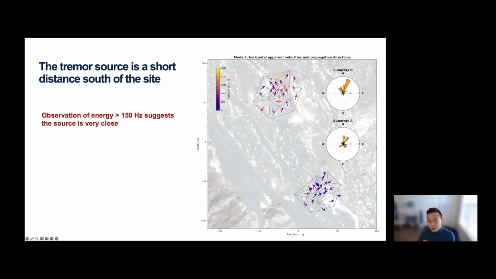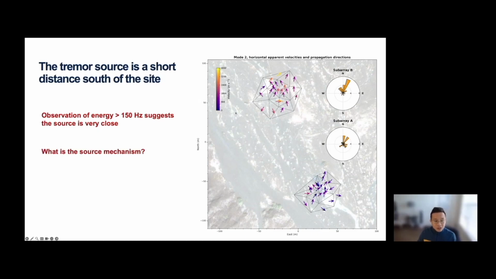the distance. However, since we have observed modes with frequencies higher than 150 hertz, and those waves attenuate really fast with distance, this tells us that the source must be just a short distance away to the south. So combining these two pieces of evidence, we conclude that the source is located a short distance south of the site.